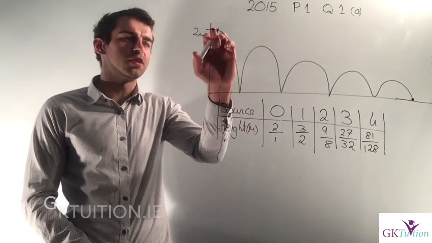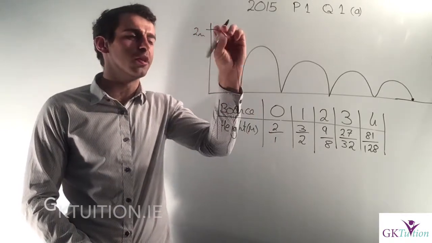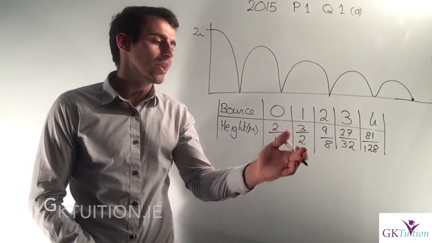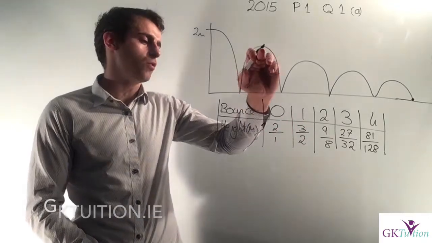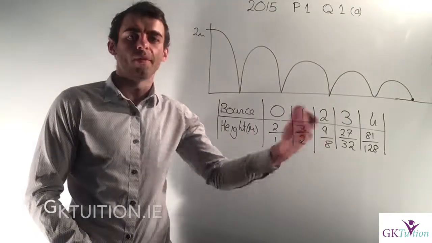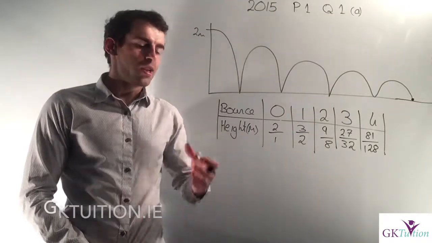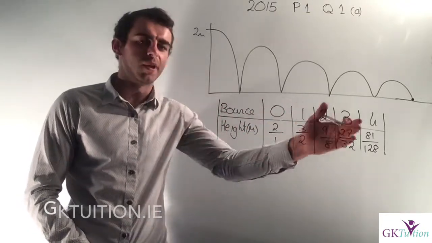So if the first distance was 2 meters, to get my second distance I multiply the 2 meters by 3/4. That means my next distance was 3/2 meters. Multiply that by 3/4, my next one is 9/8, and to get each value I just multiply by 3/4 each time. Now I think part A here is relatively straightforward. I'm just multiplying by 3/4.